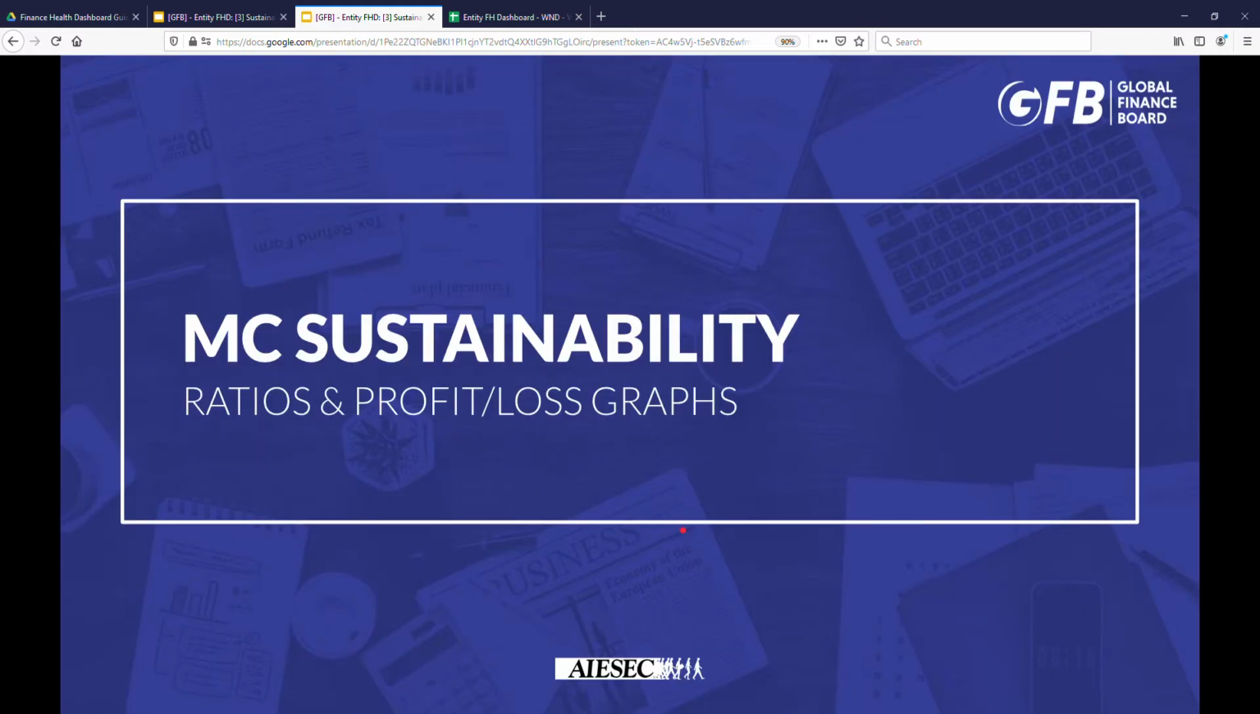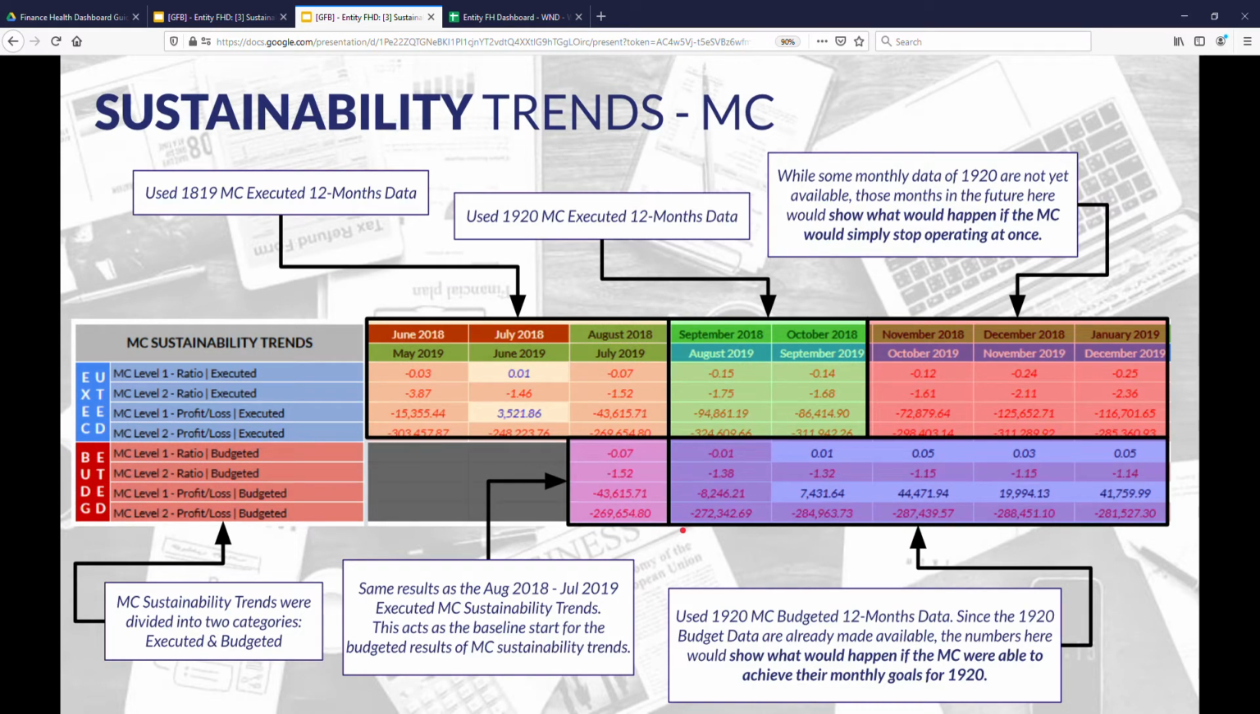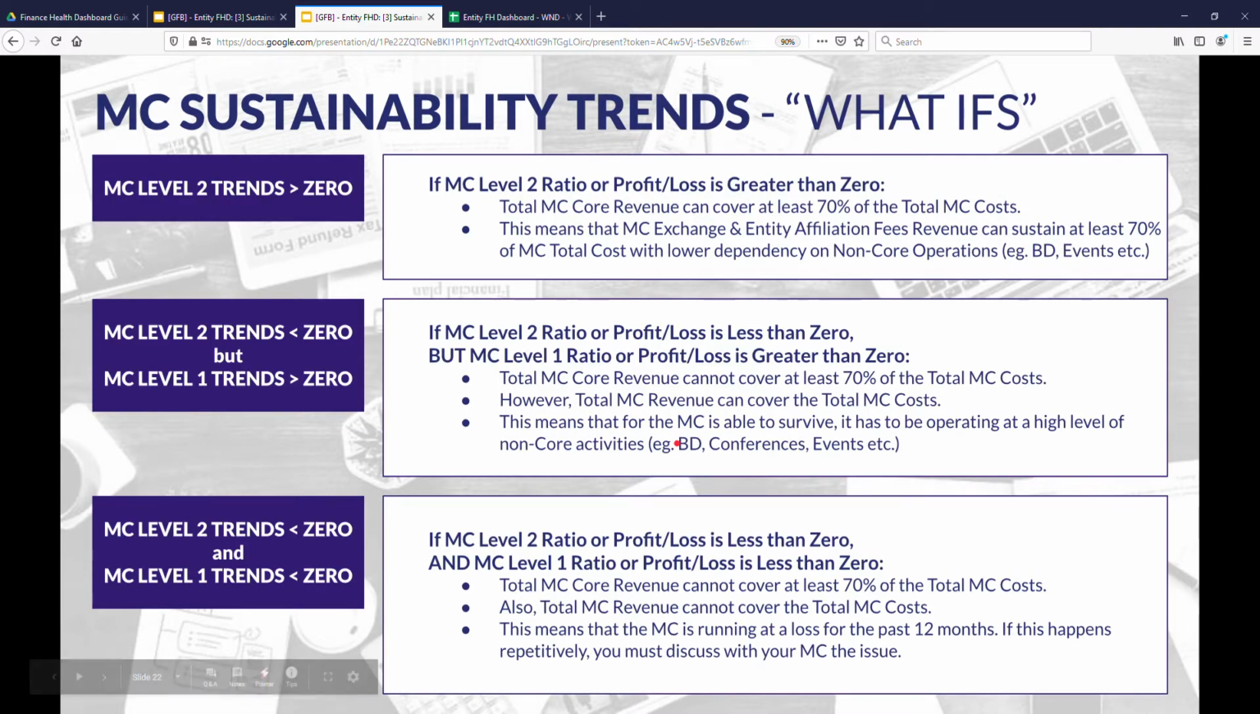Now going to MC sustainability. So similar pattern as the one in LC sustainability. So I'm not gonna really go through this much, but basically whatever happened is similar pattern to LCs. For this one as well, for trends, similar idea on how MC sustainability trends is actually happening. So you can just see the idea on how the progress is gonna work. And for this one, I'm going to focus more on the what ifs.